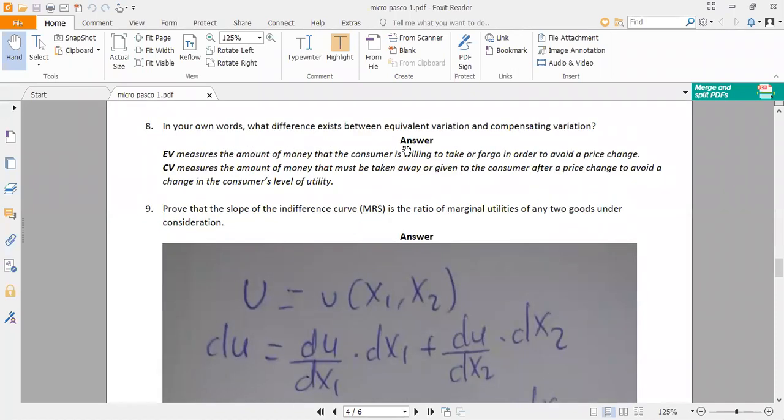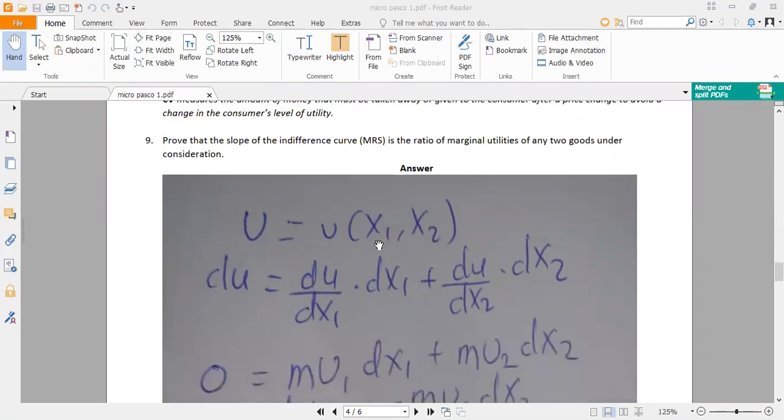Prove that the slope of the indifference curve, in brackets the marginal rate of substitution, is the ratio of marginal utilities of any two goods under consideration. Okay, so we want to show that dy/dx is equal to the marginal utility of x over the marginal utility of good y. So here we are using x1 and x2 as the two goods in question. So the person's utility function is a function of these two goods.